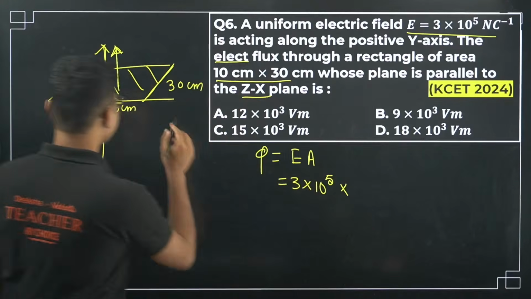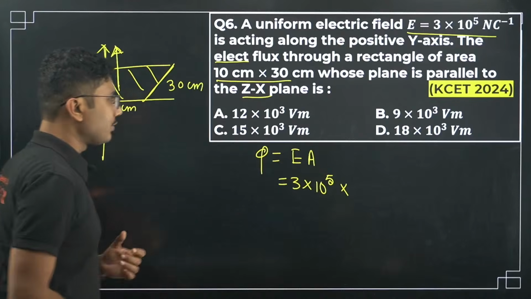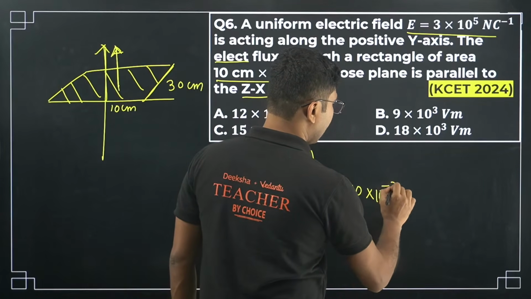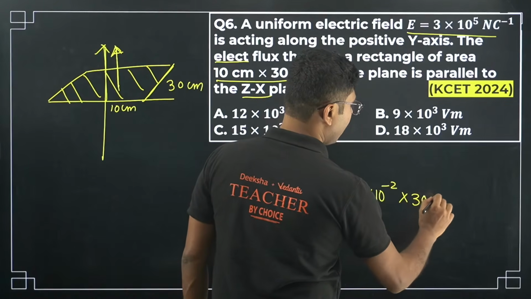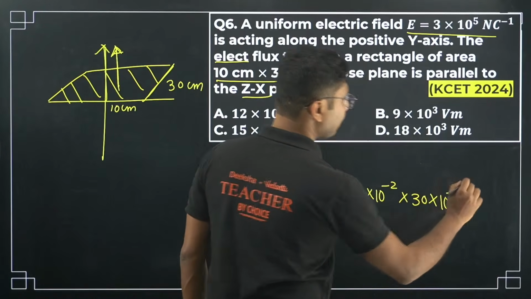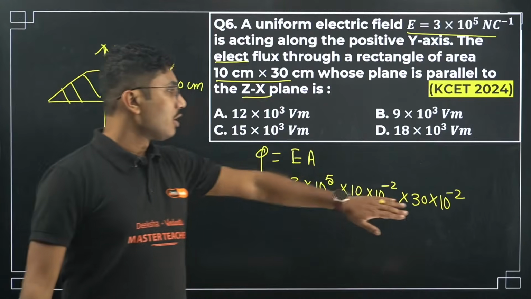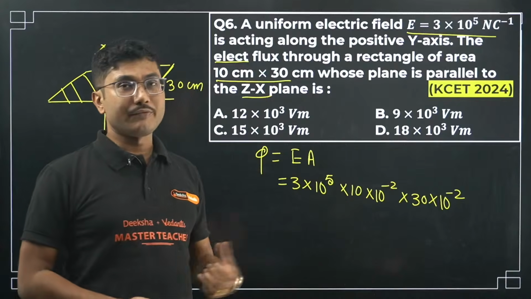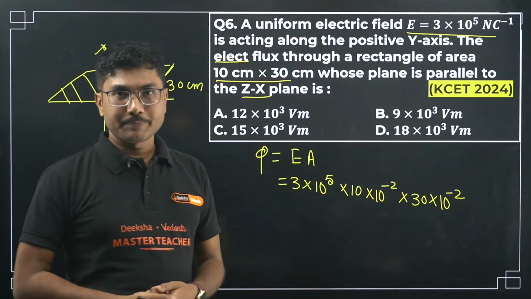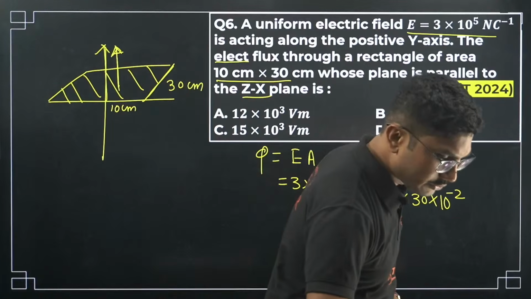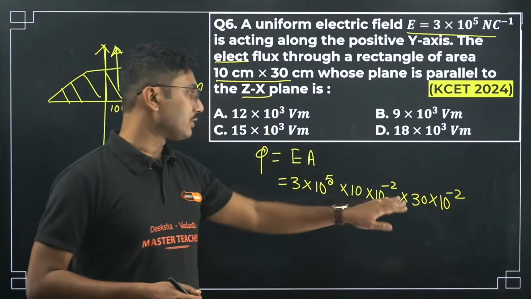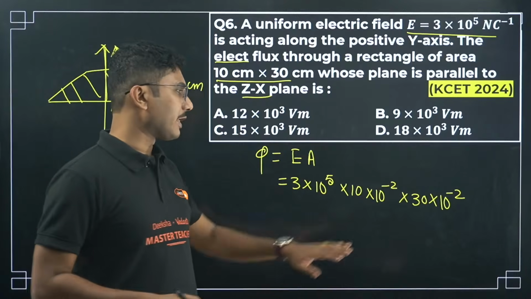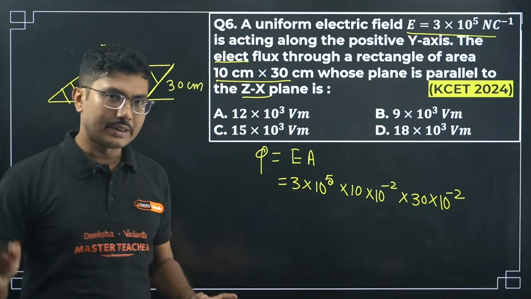Now area for a rectangle is length into breadth, but they are given in centimeters, so you have to convert them into meters. The easiest way to convert centimeter to meter is multiplying by 10 to the power of minus 2. I have seen many of you get confused with the decimal points, whether it will be 0.0 or 0.1 or 1.0. So I always recommend using 10 to the power, which is easiest.